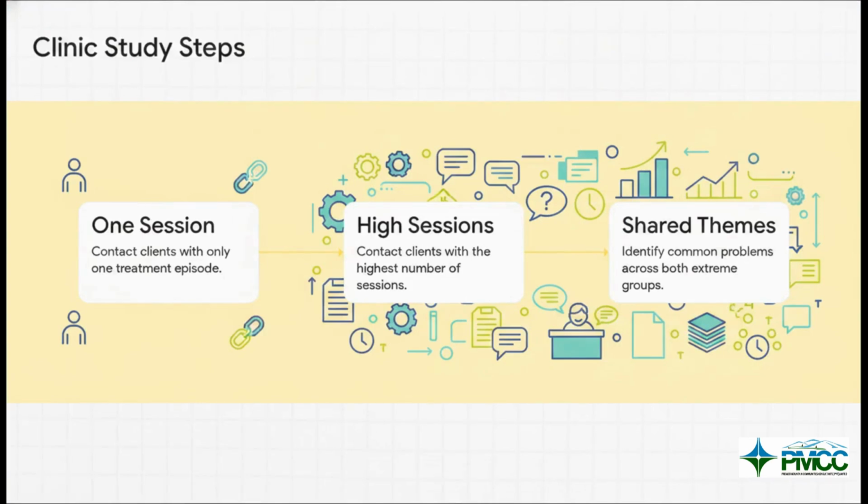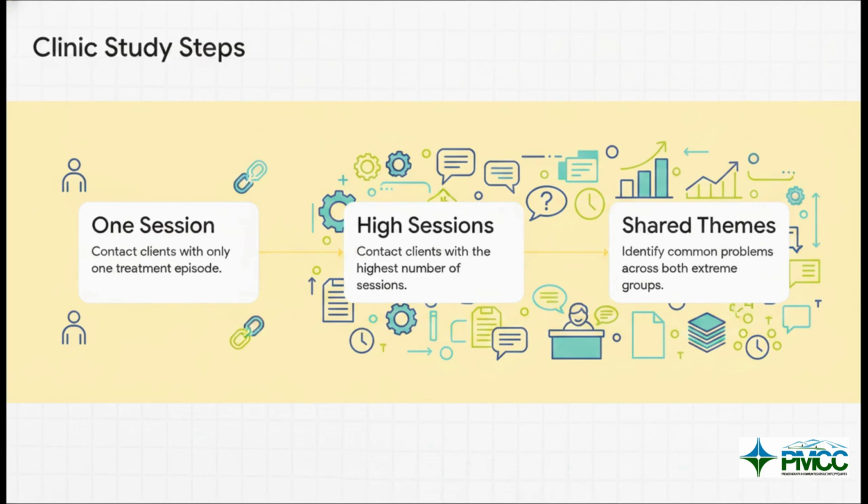Let's walk through a practical example directly from an outpatient mental health clinic. Imagine you're evaluating client satisfaction. If you use maximum variation sampling, your first step is to contact clients who dropped out after just one single treatment episode. So that's one extreme.